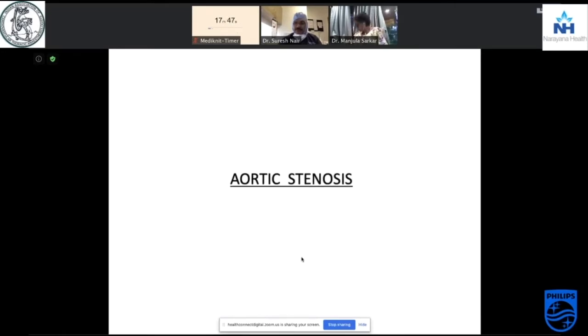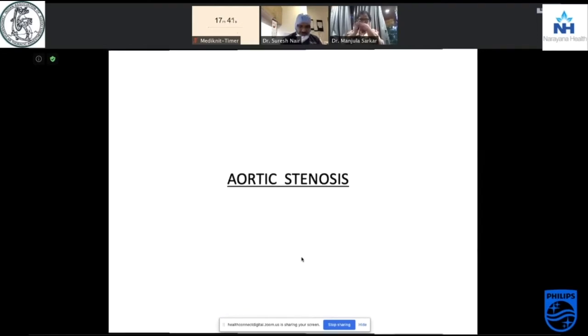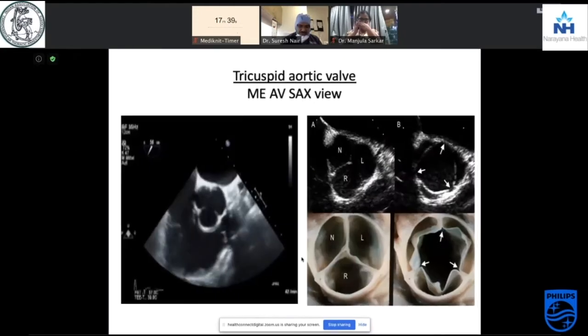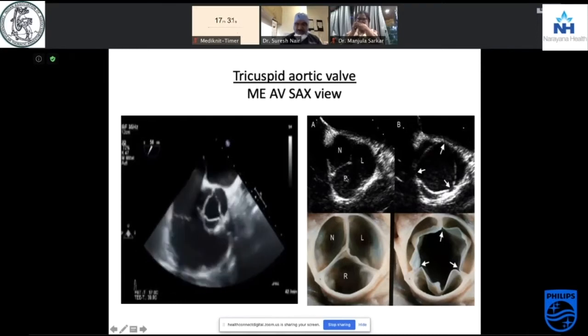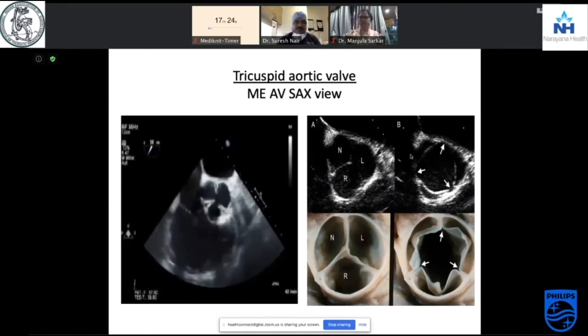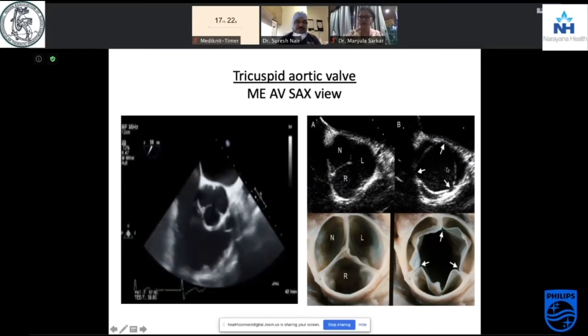So I start with aortic stenosis now that aortic valve assessment is over. We'll see how the normal valve looks, just a revision. The aortic valve is normally a tricuspid valve. It has three cusps: non-coronary, left coronary, and right coronary cusp. When the valve is closed, it looks like the logo of Mercedes-Benz, and when the valve is open, it forms a triangular orifice.